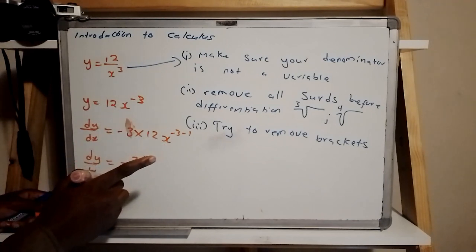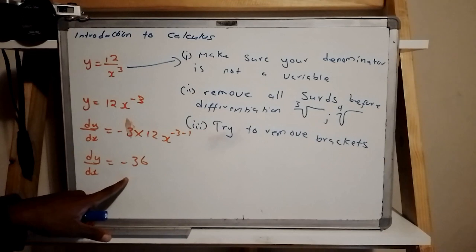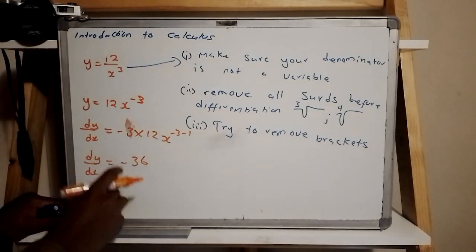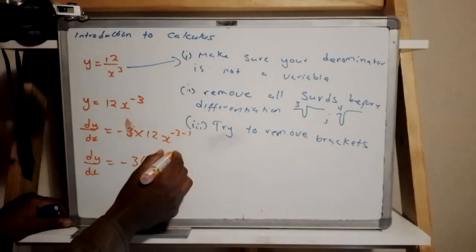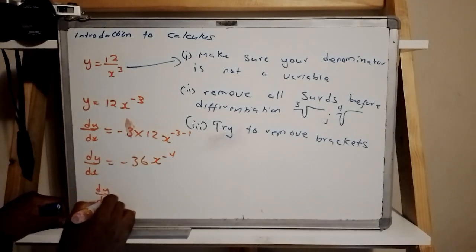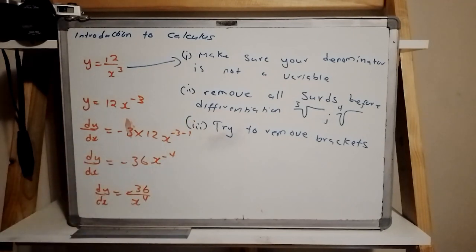But now, check. I got negative 36, then this will give me x to the power minus 4. What do I do with it? It means dy over dx will give me negative 36 over x to the power 4. Why? Because I need to write my answer in a positive exponent. I hope you understand.